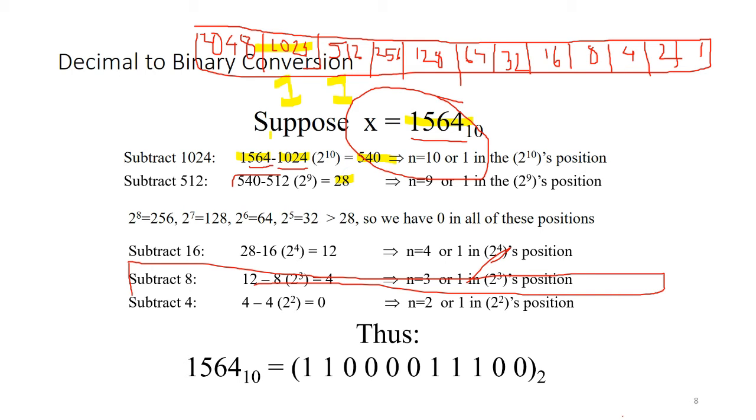What about this one now? 28. This 28 is close to which one? You might say this 32 is close to 28. Yes, it is close, but 32 is not less than 28, so we cannot pick this value. Instead, we should pick this 16, and underneath this 16 we have to write down a 1 here, fine. So 28 minus 16 gives us a value of 12.